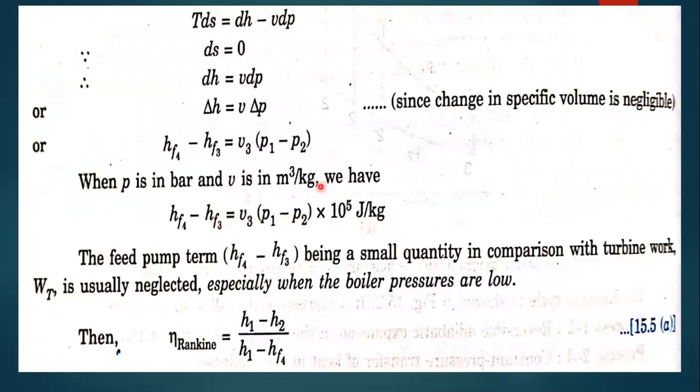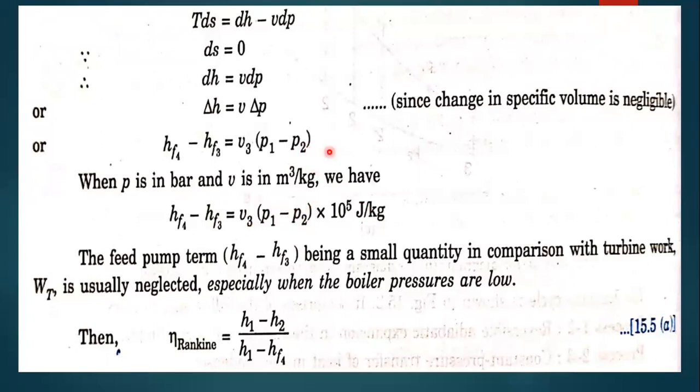Okay, now the same thing which we have done here. So HF4 minus HF3, which is pump work, is equal to the corresponding specific volume into P1 minus P2. Here the P has been taken in bar and V, or specific volume, in meter cube per kg. While doing calculations we need the enthalpy values in kilojoule per kg. At that time, we need to convert that bar to joule per kg.